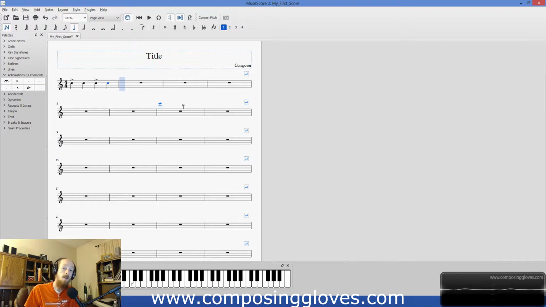So we have 1, 2, 3, 4. Now I have an accent on beats, I keep pointing at it with my hand, I have an accent on beat 1 and beat 3. So it'd be 1, 2, 3, 4, 1, 2, 3, 4. And so that's a very common rhythm right there. So we can put an accent.